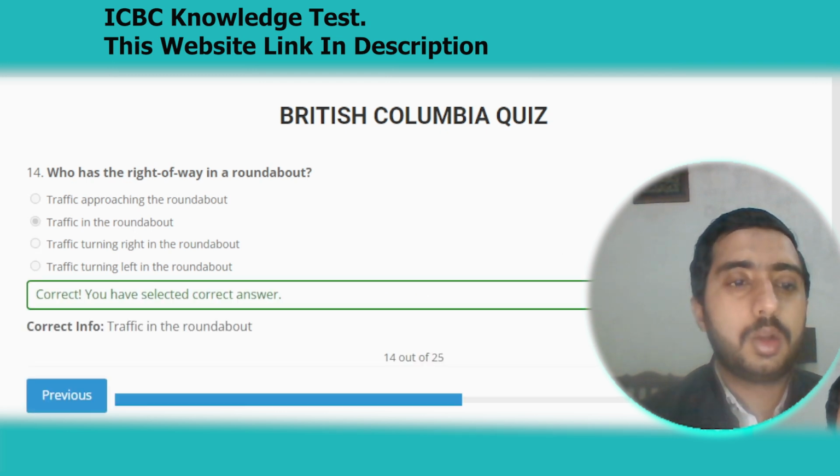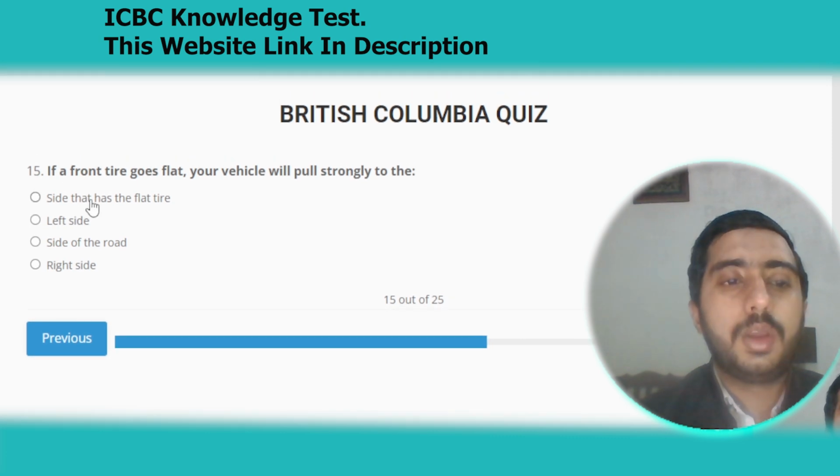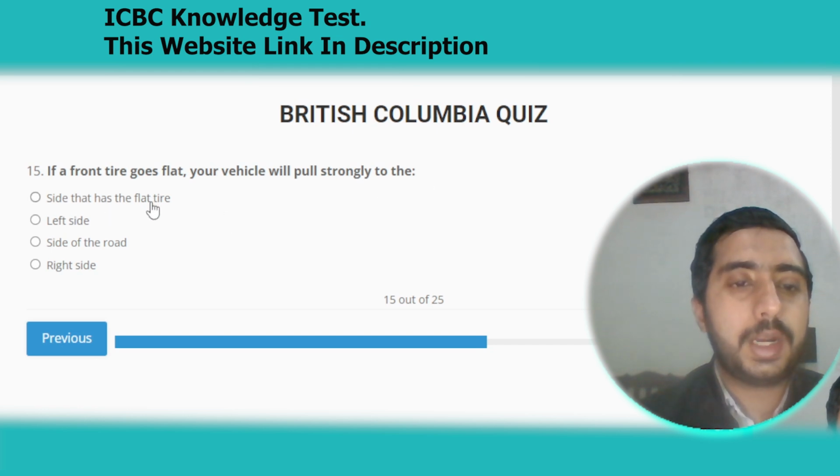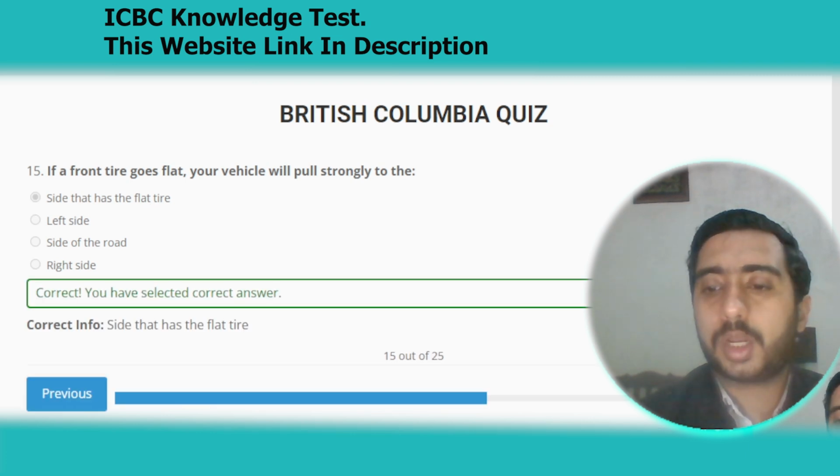Next question, question number 15. If a front tire goes flat, your vehicle will pull strongly to the side that has the flat tire. Option A is the correct one.